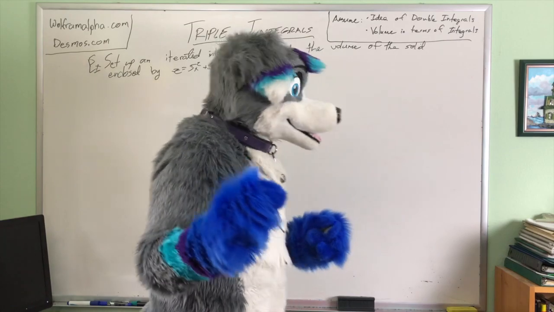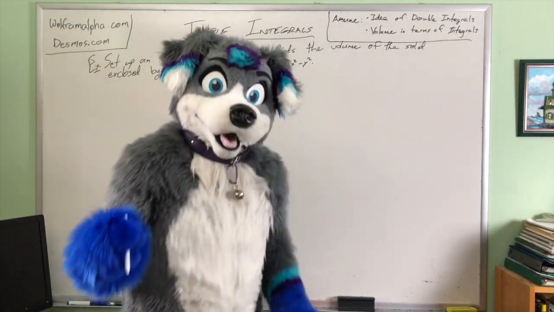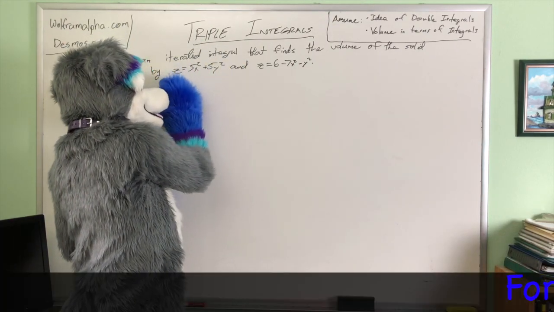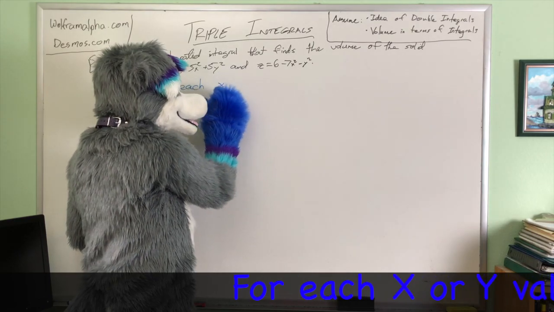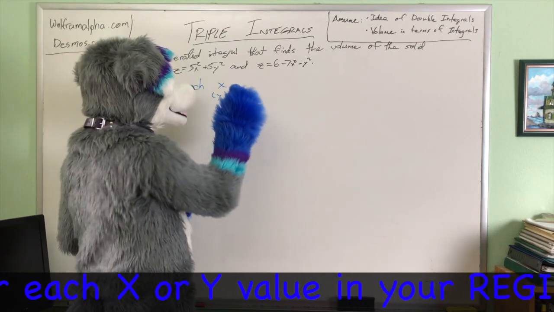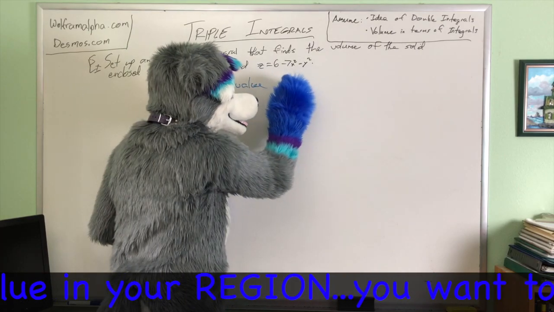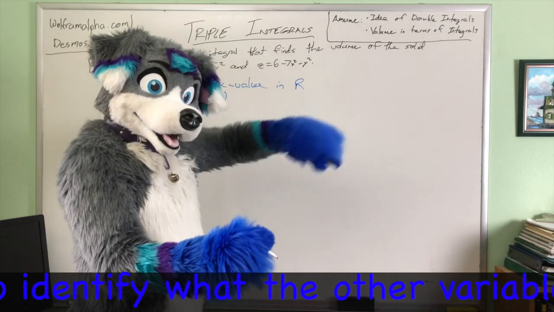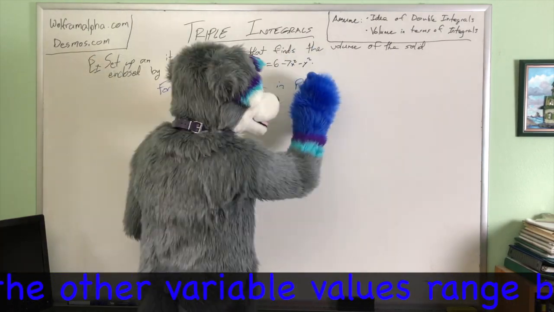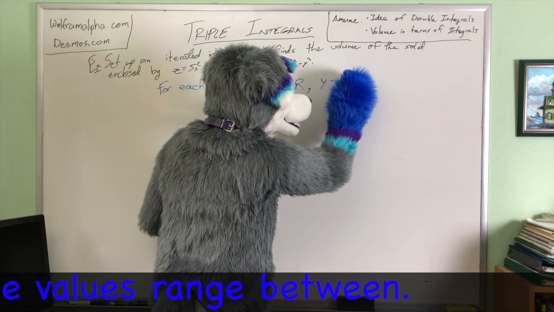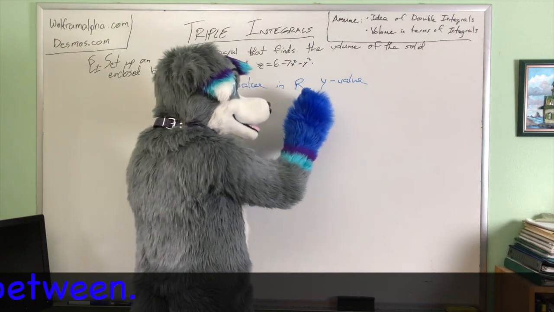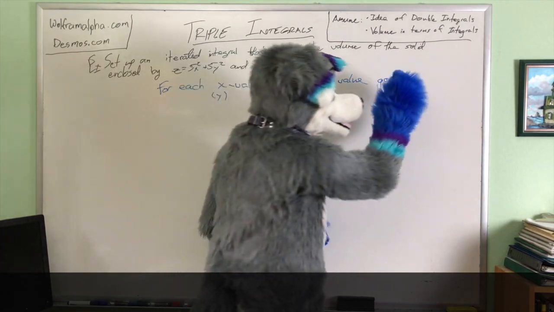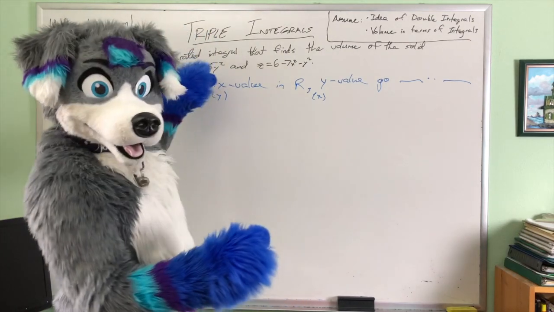So when you're doing these things, and what I'm going to say now applies to double integrals too, what you want to think is: for each x value, maybe y value, in your region, you want to identify what the other variable values range between. The y values, or if you did y values here, this would be x. Y values go whatever to whatever. Let's apply that idea to this example.